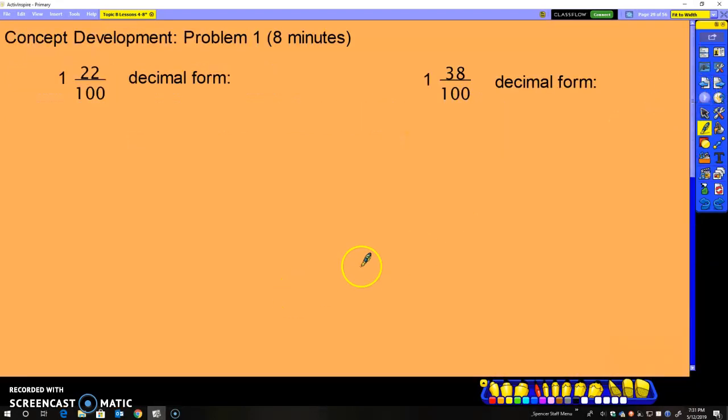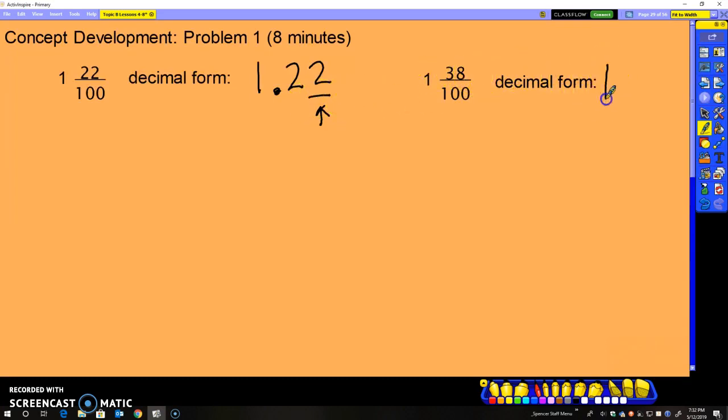Alright, for these, if you can turn those into decimal form, go ahead and pause the video and then check your work. If you need a little help, just watch on through. Alright, 1 whole. And I put my decimal. And I have 22 hundredths. This is in the hundredths place. So 1.22, 1 and 22 hundredths.